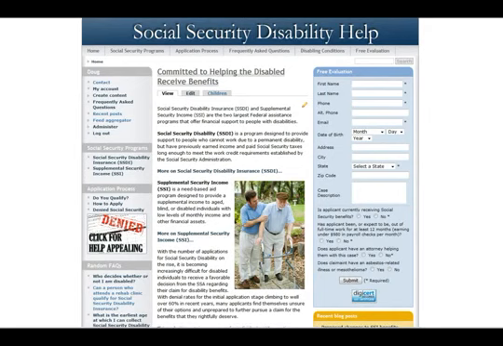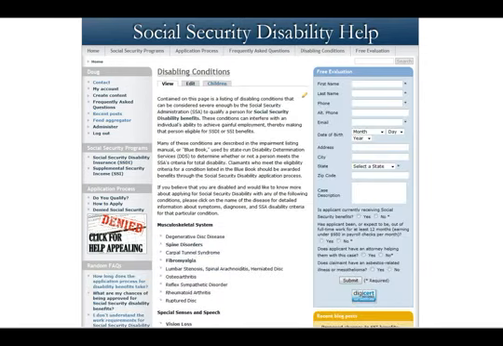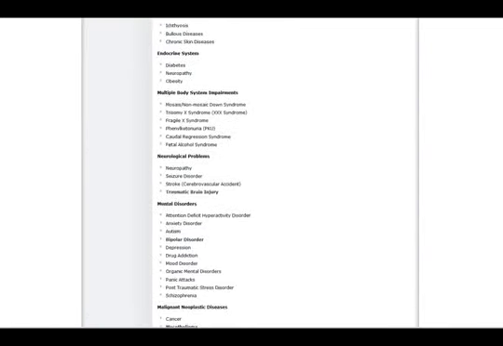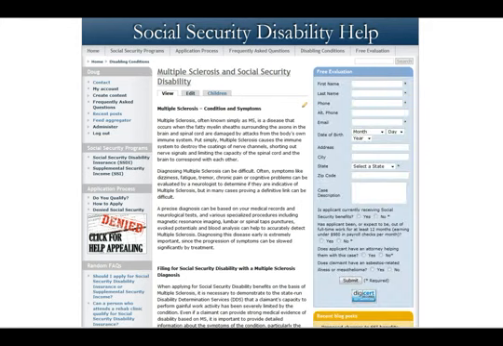Today I'm going to talk to you a little bit about filing for Social Security Disability with multiple sclerosis. If you go to our website, socialsecurity-disability.org, go to our Disabling Conditions page. You can scroll down and find information on multiple sclerosis there at the bottom of the page. And clicking through will take you to some information about filing for disability.